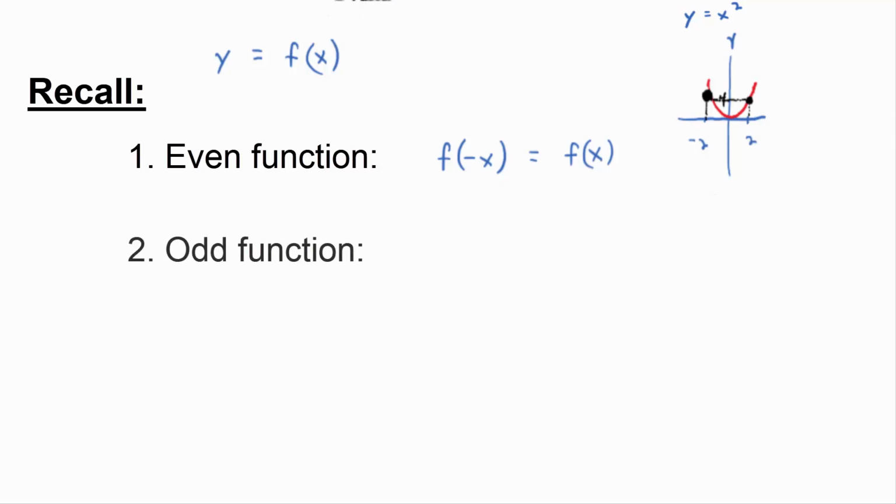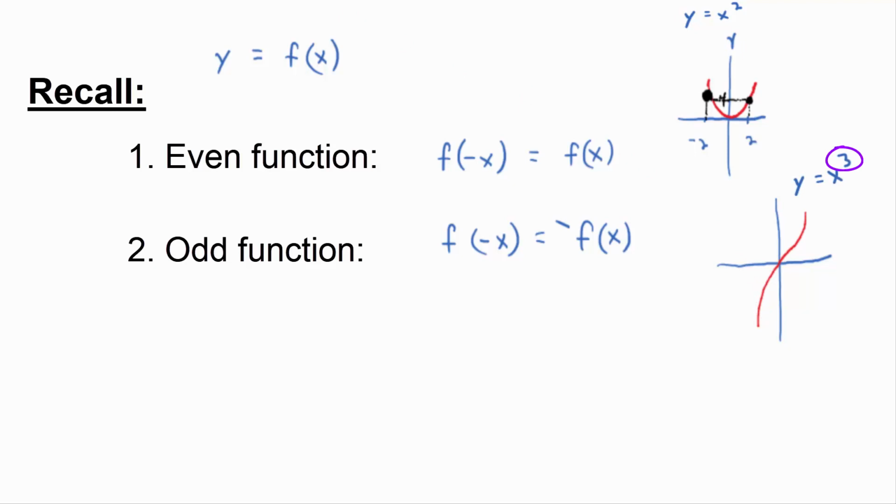And then for an odd function, f of negative x turns out to be the opposite of f of x. And the classic example there is y equals x cubed. There's other examples, don't get the wrong idea, but these are just the easiest examples I can think of. And you can kind of see where the name comes from, the exponent's odd.